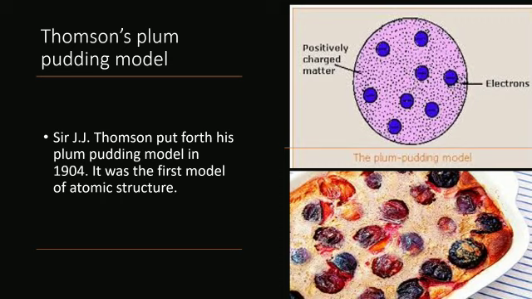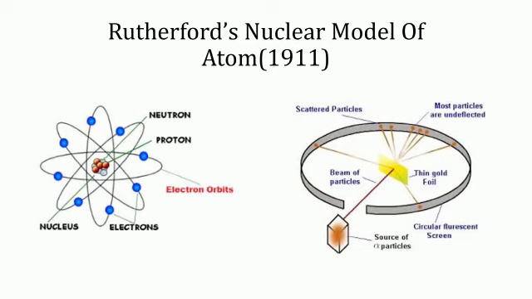Rutherford's nuclear model of atom. Rutherford's nuclear model of atom was devised by the New Zealand-born physicist Ernest Rutherford to describe an atom in 1911. Rutherford took a thin gold foil and bombarded the gold foil with positively charged alpha particles emitted by a radioactive element. An alpha particle is a fast moving particle which consists of 2 protons and 2 neutrons. It has a positive charge.